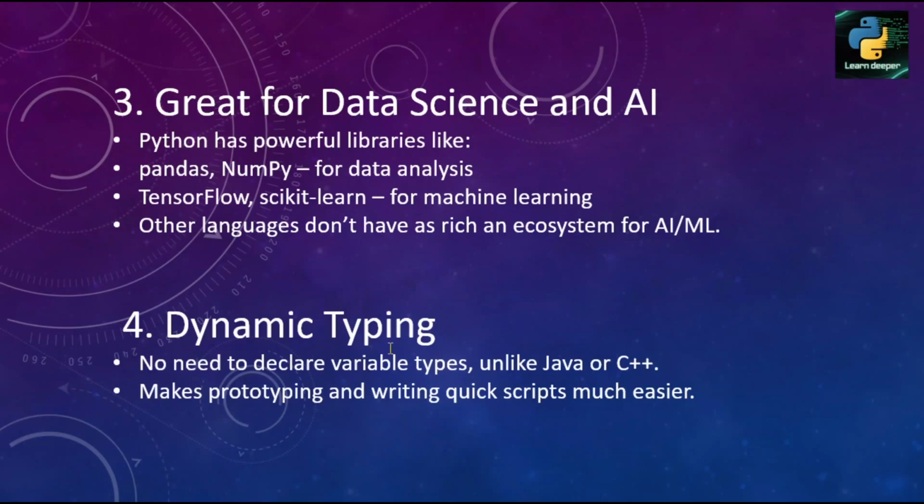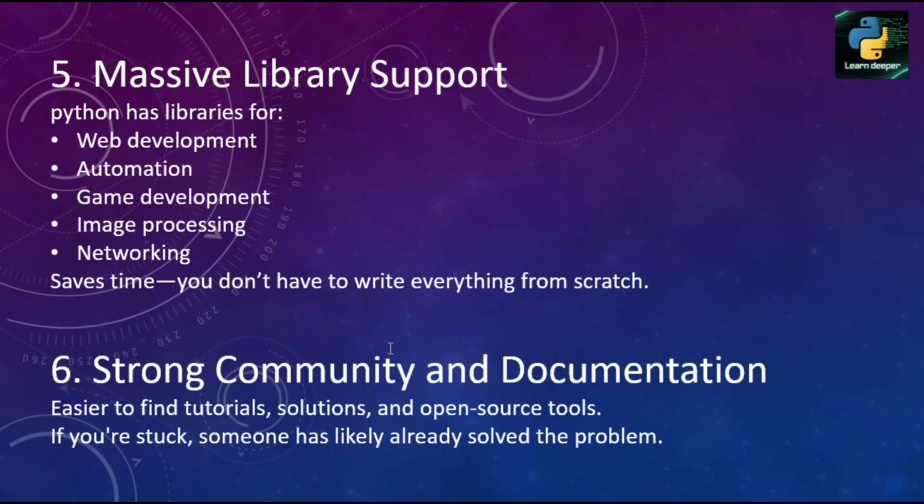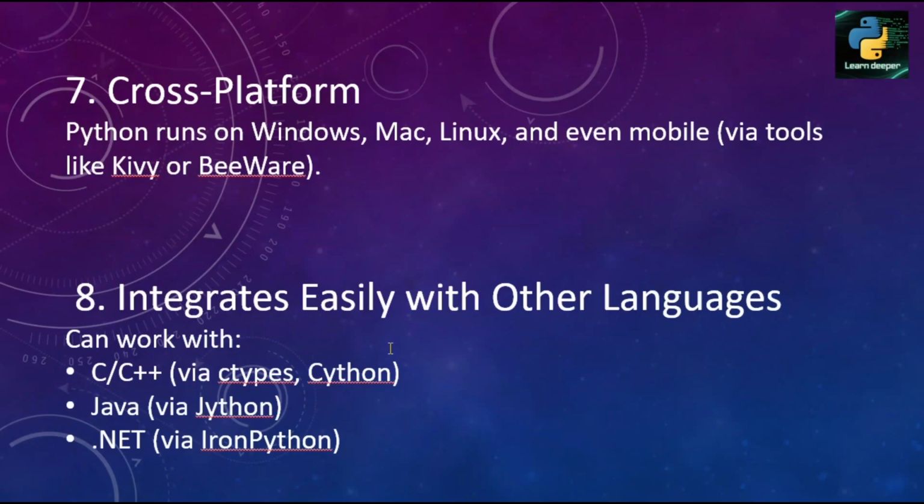It is used in almost every field, it is easy to use, and it has numerous advantages like libraries and being open source too. Dynamic typing: no need to declare variables, which is a big advantage. We will study that in a further video. It also allows quick prototyping, and has massive library support, which we just talked about. Strong community and documentation. It is cross-platform: Windows, Mac, Linux, and even mobile. There are tools, frameworks like Kivy and BeeWare, used to make applications for Android and also for the desktop. It integrates easily with other languages. We can use Python in other languages, and in Python we can use other languages also.